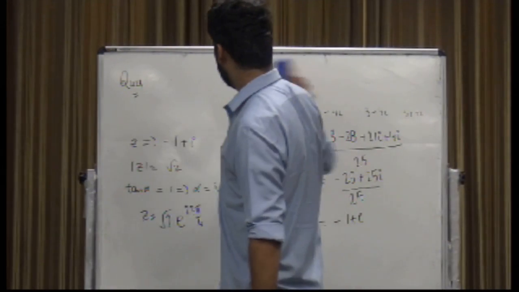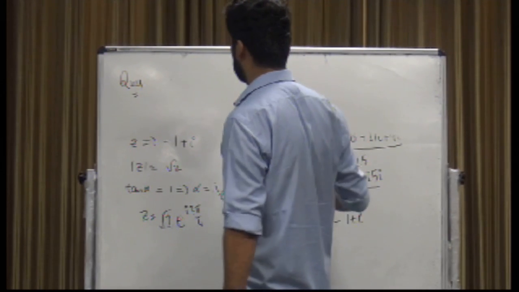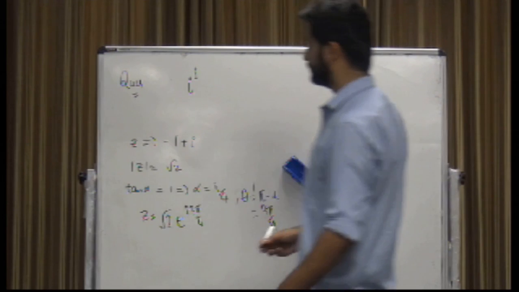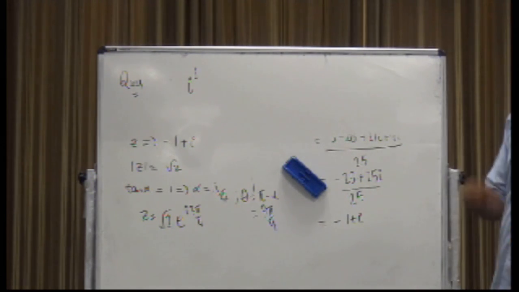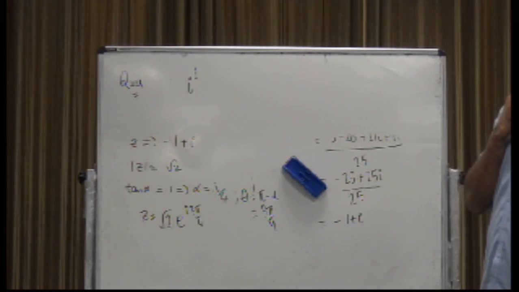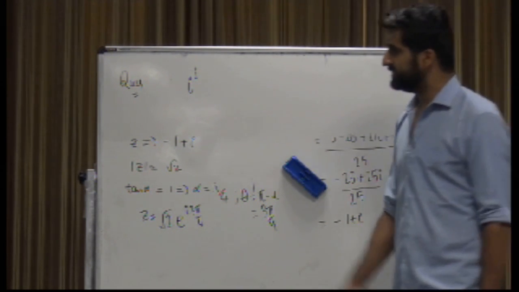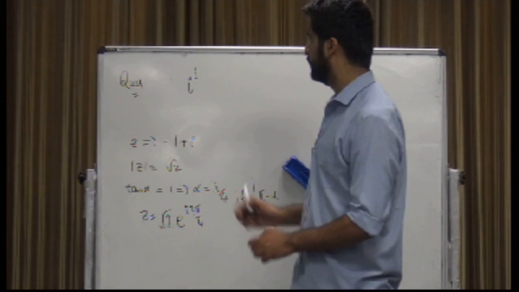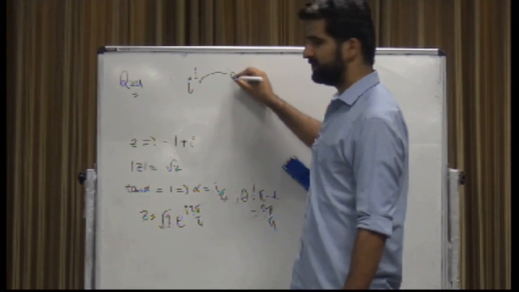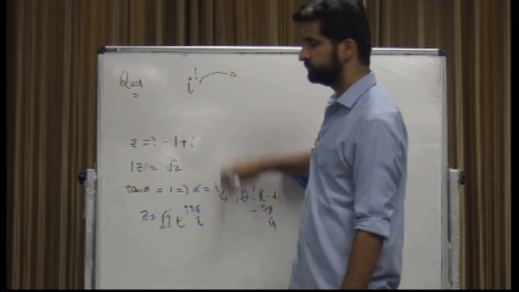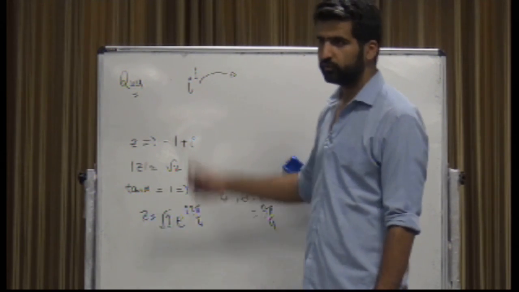Okay, next is a very typical problem. You have to calculate the value of iota to the power iota. So since both these are complex numbers, this should be a complex number as well. But on the contrary, this is a real number. Okay, can you find out the value of this real number?